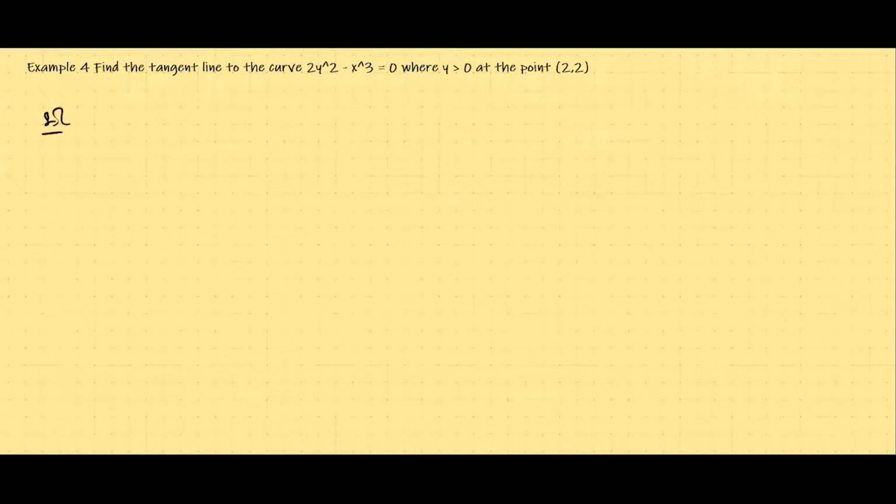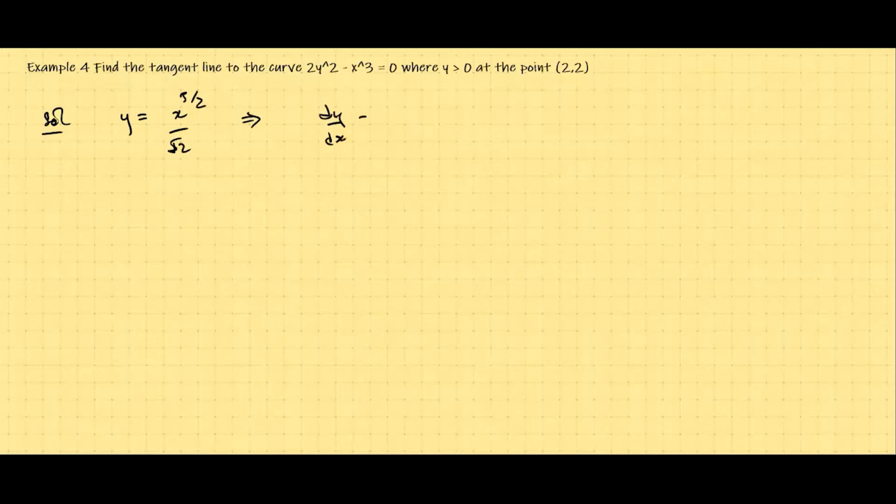So solution. Since we know this is the exact curve we dealt with in the last example, and we also mentioned as an afterthought after having calculated the derivative that derivatives give us information about gradients of tangent lines, then we need not start with a lot of calculation here. We know that y equals x to the 3 over 2 over root 2, and from the last example we showed that the derivative of this is 3 over 2 root 2 x to the half.